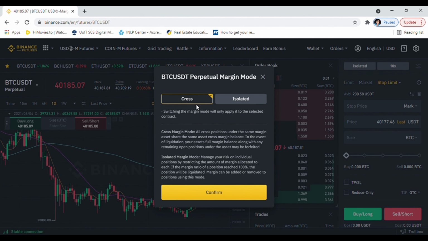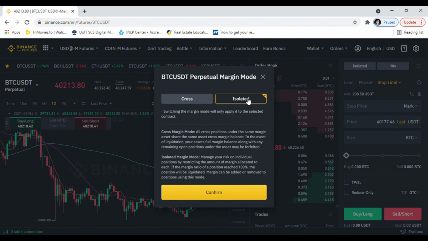However, it's very risky, and I only recommend you use it once you become very experienced and you know what you're doing. Isolated means that only the money that you use to enter a trade will be affected by your trade. So let's say you enter a trade and then the market goes against you, then you will only lose the amount of money that you used to trade.